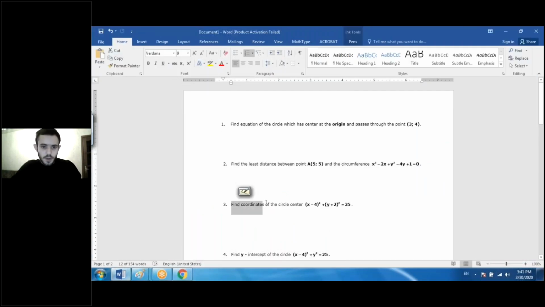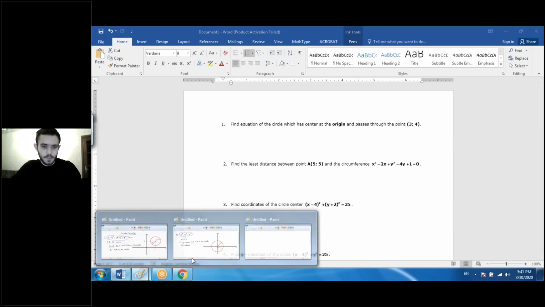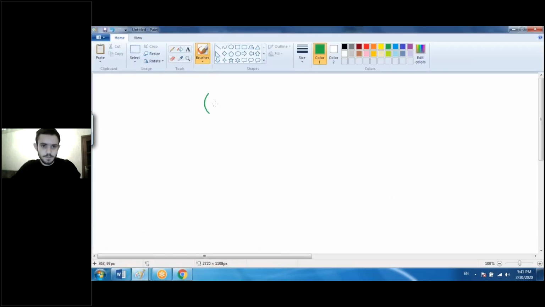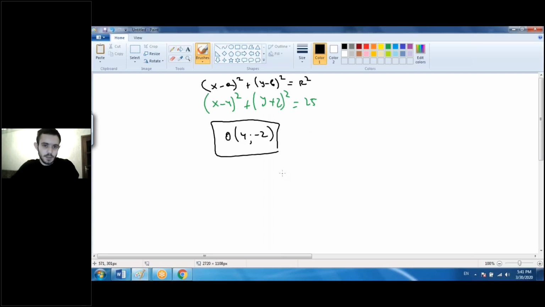The third one is find coordinates of the circle center. X minus 4 squared plus y plus 2 squared equals 25. From this point, you can easily find the center of the circle because it's the common form of circle equation. X minus a squared plus y minus b squared equals r squared. So the center will be 4 and minus 2 respectively. You can even find the radius because r squared is 25, then r will be just 5. So that's it. That's easy.